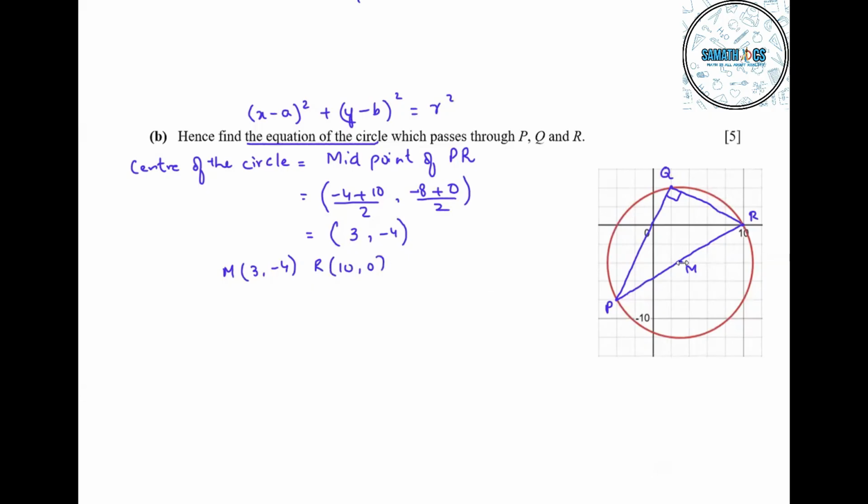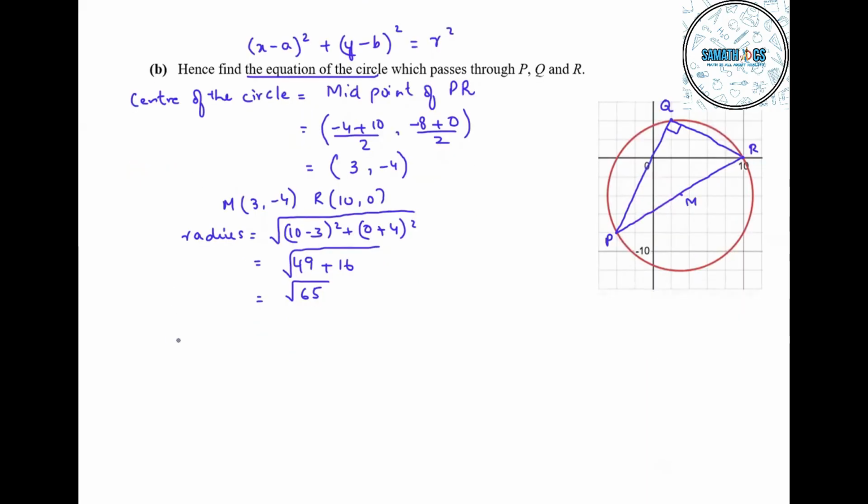So if we take out the distance from here till here, we will get the radius. So radius is equal to under root 10 minus 3 whole square plus 0 plus 4 whole square. So now we have here 10 minus 3 is 7. 7 square is 49. 4 square is 16. Plus 16. So we have under root 65.